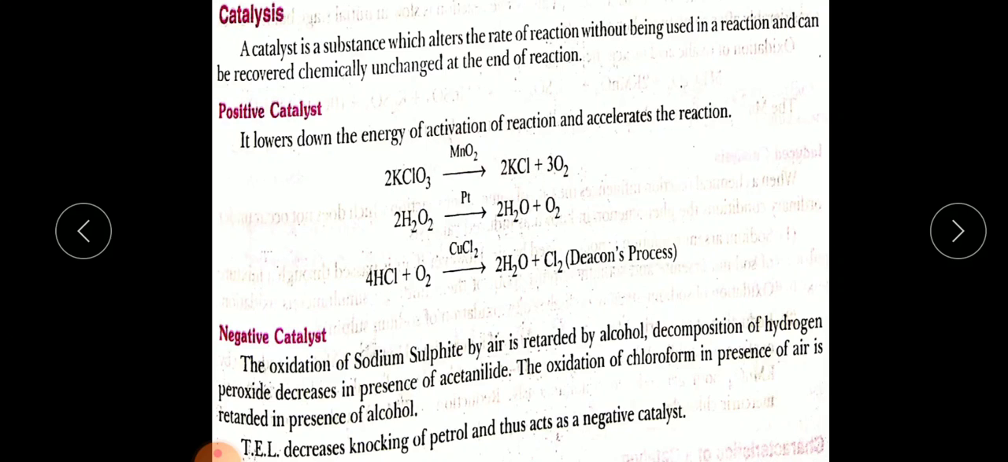Similarly, a negative catalyst means a catalyst which decreases the rate of the reaction. For example, TEL, that is tetraethyl lead, decreases knocking of petrol and thus acts as a negative catalyst. Another example is the oxidation of chloroform in the presence of air, which is retarded in the presence of alcohol. When chloroform is exposed to sunlight or air, it forms a very poisonous gas, phosgene, that we have studied in organic chemistry. So in order to prevent it, we add alcohol. The function of this alcohol is to decrease the rate of the reaction.